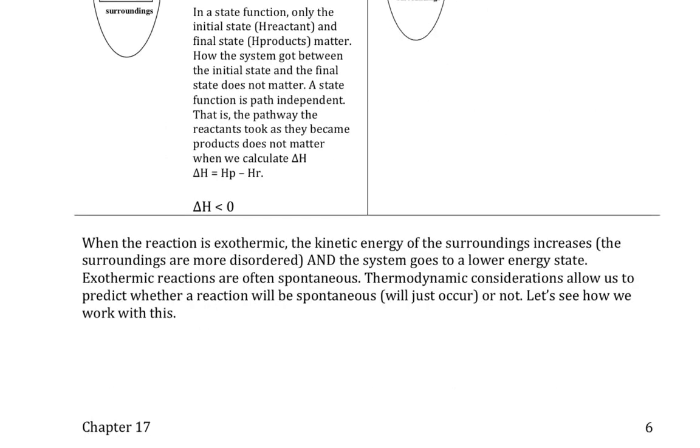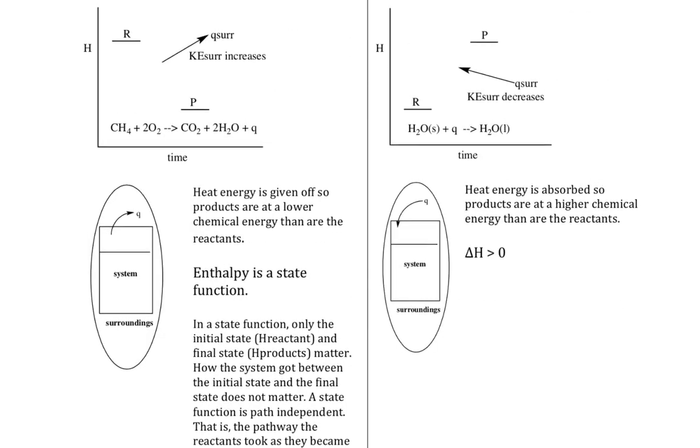Going to the other side of that table, to the endothermic reaction, that's one where the reactants are at a lower enthalpy than the products, and they get from the reactants to the products by absorbing heat energy from the surroundings. That decreases the kinetic energy of the surroundings. An example of an endothermic reaction is ice, solid water, taking on heat to melt, to become liquid water. Heat energy is absorbed, so the products are at a higher chemical energy than are the reactants. And we see the diagram there with Q coming in from the surroundings.